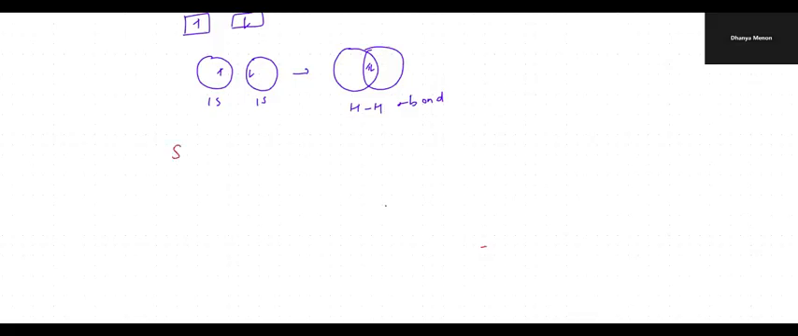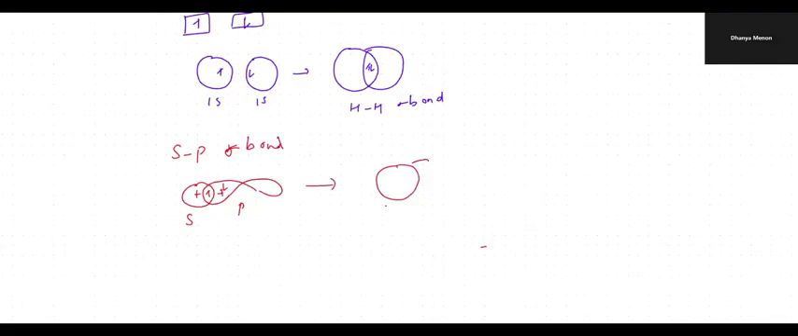Now, I told you there can be a sigma bond between s and p also: the sp sigma bond. In this, the unpaired electron in the s orbital, and we must look at the sign also, this is the s orbital, overlaps with the p orbital with opposite spin to give you the sp sigma bond, a single bond.